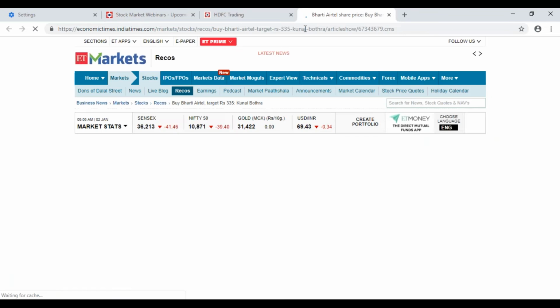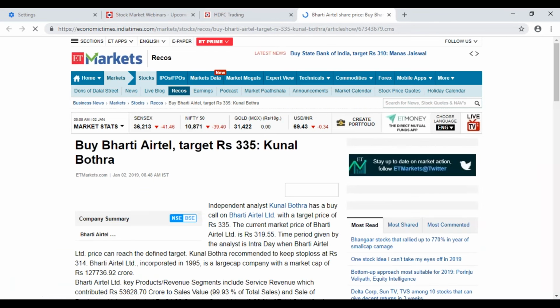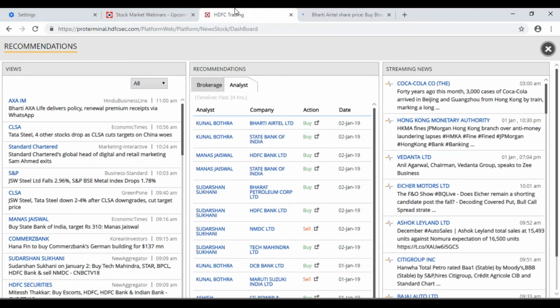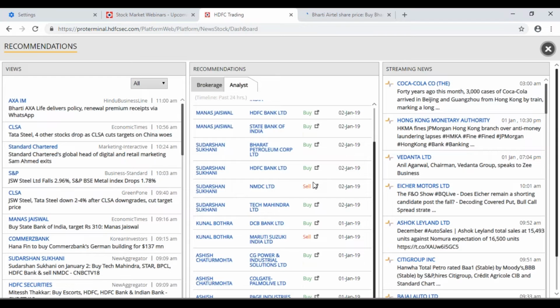And the moment you click on it, it will immediately take you to that tab from where that information has come up. So you see this is real time and quick. All those details you get in ProTerminal. Now on, you need not go to a third-party software or a third-party website to check the details.